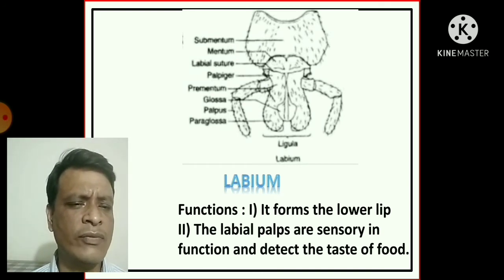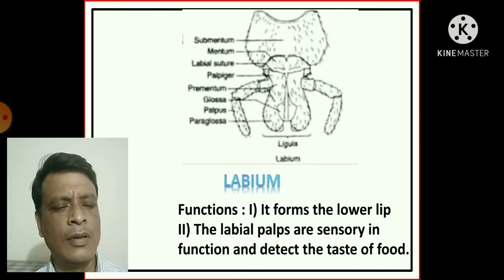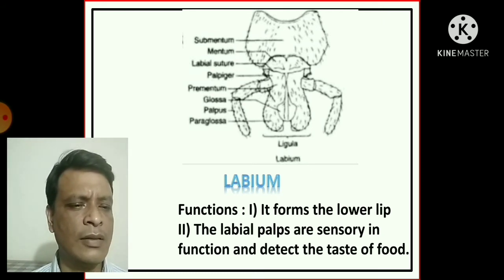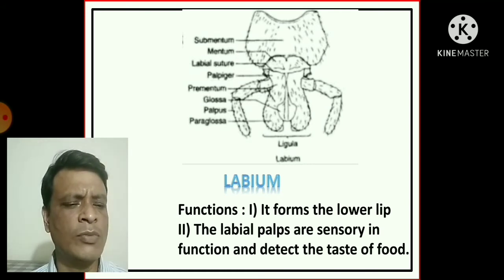But what are the functions of the labium? It forms the lower lip. The labial palps are sensory in function and detect the taste of the food.